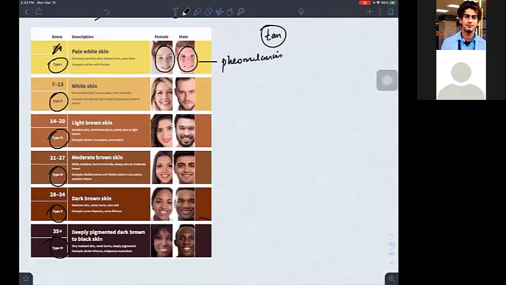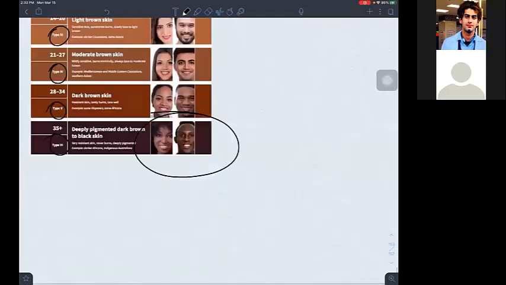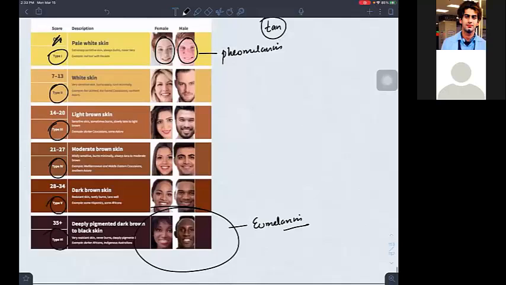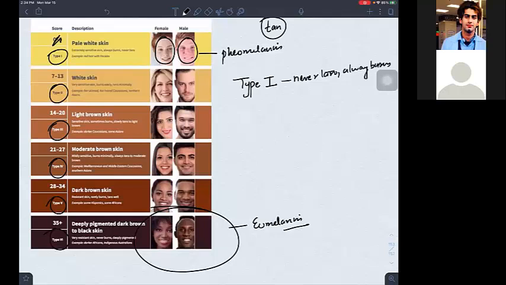And this group, black, will he be having more pheomelanin or more eumelanin? He will be having more eumelanin. Very nice. So how I remember them is: type 1, never tan, always burns. So people with type 1 skin will not get tan, but always burn.